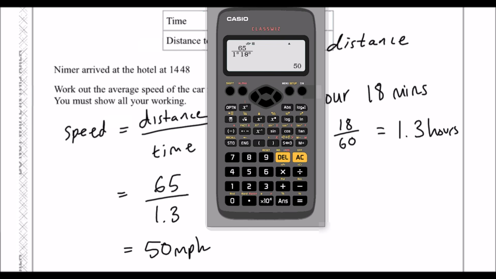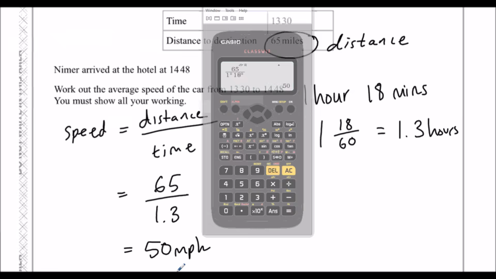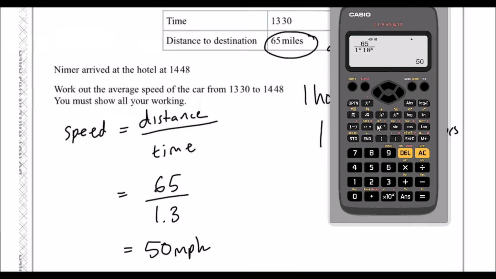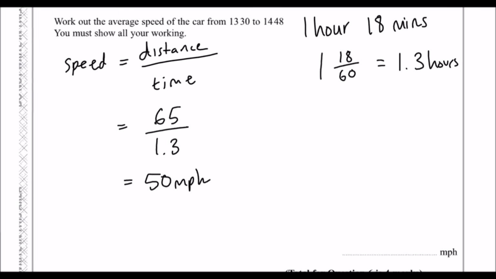Or we could have also worked out this time difference using the time button. So we could have done 14 hours, 48 minutes, take away 13 hours and 30 minutes, and that would have told us it's 1 hour 18, and then we could have just done 65 over the answer and got 50 as our answer, so 50 miles per hour.